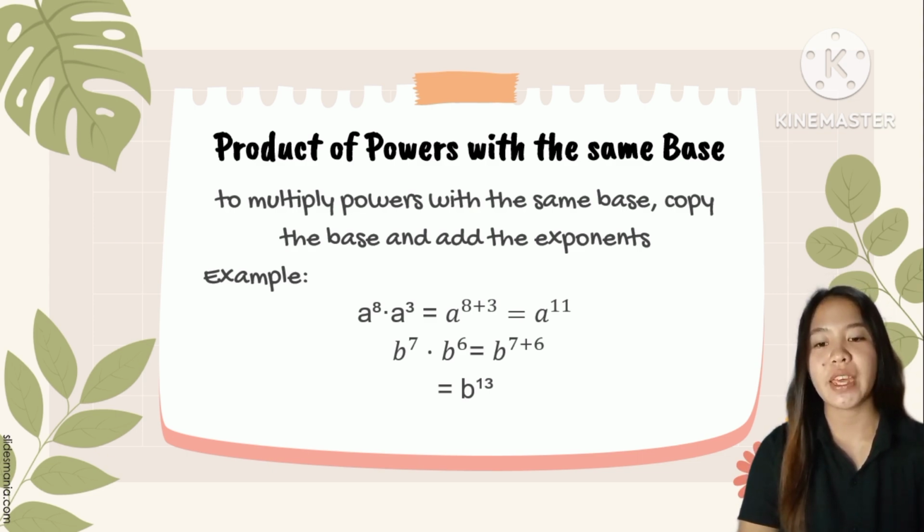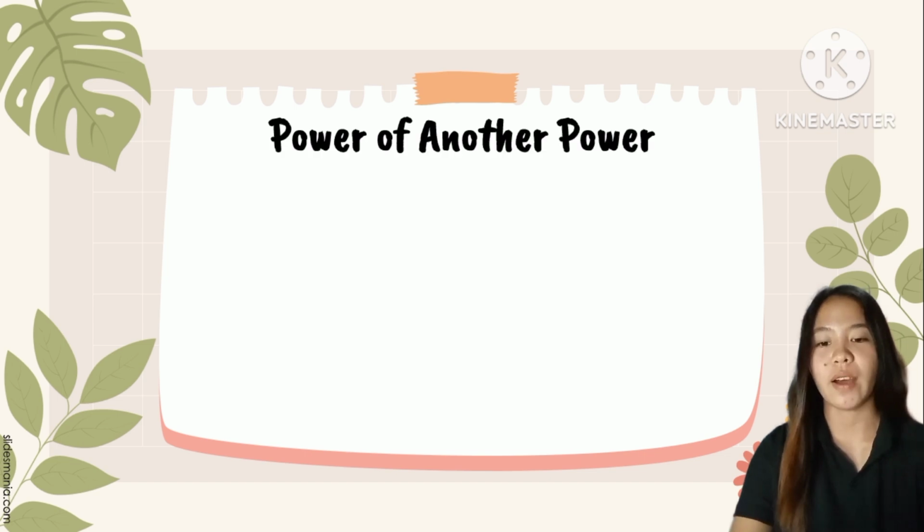We have an example here. The given is a raised to 8 times a cubed. What we are going to do is just add the exponents. So we have a raised to 8 times a raised to 3 is equal to a raised to 11, because 8 plus 3 is 11. Okay, next, b raised to 7 times b raised to 6 is equal to b raised to 13, because 7 plus 6 is 13. Okay, next, let's proceed.